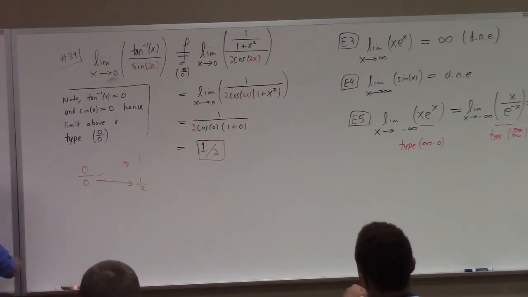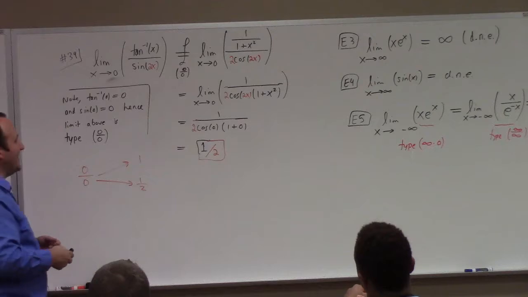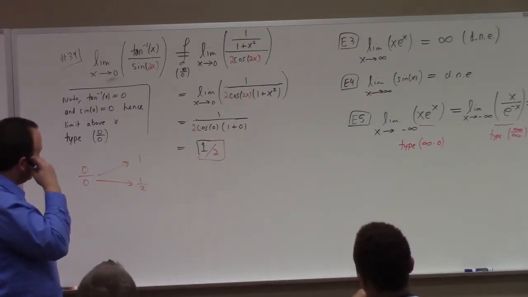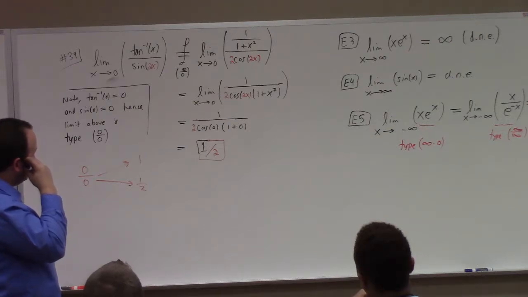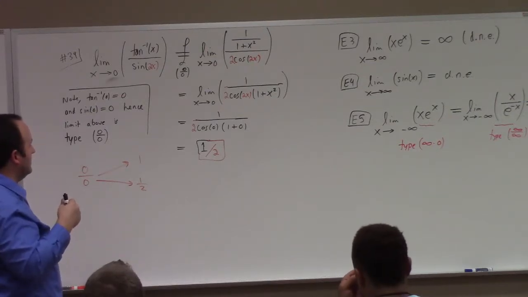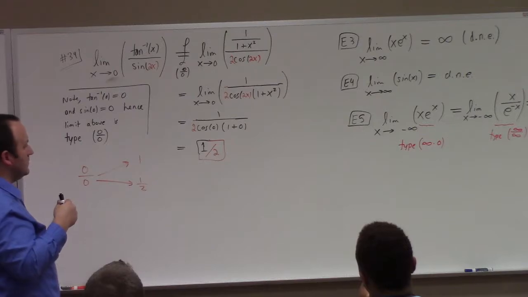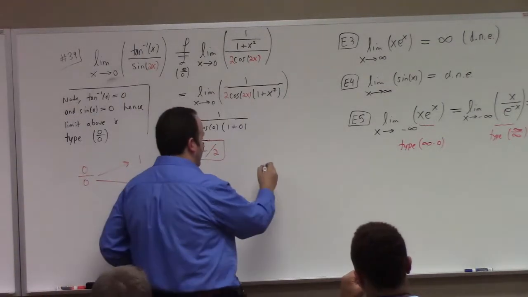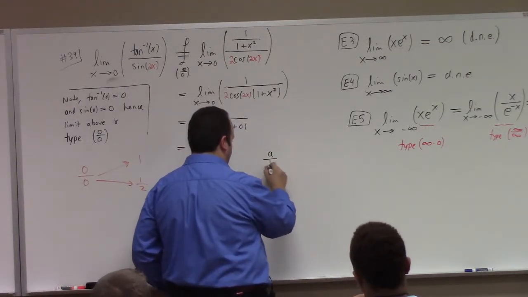This is probably a really stupid question. Probably not. 1 over 1 plus x squared divided by cosine of x. Why isn't that cosine of x over 1 plus x squared, which would also equal 1 when x goes to 0? Can you just explain how you got from 1 over 1 plus x squared over? Oh, yeah, sure.